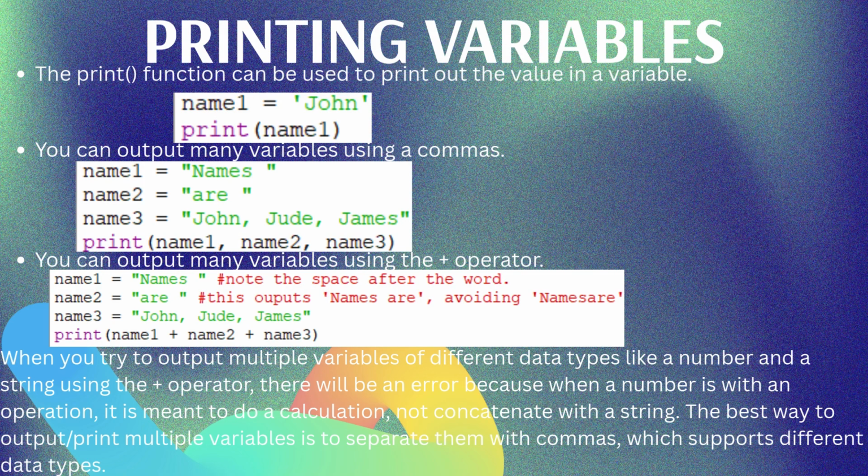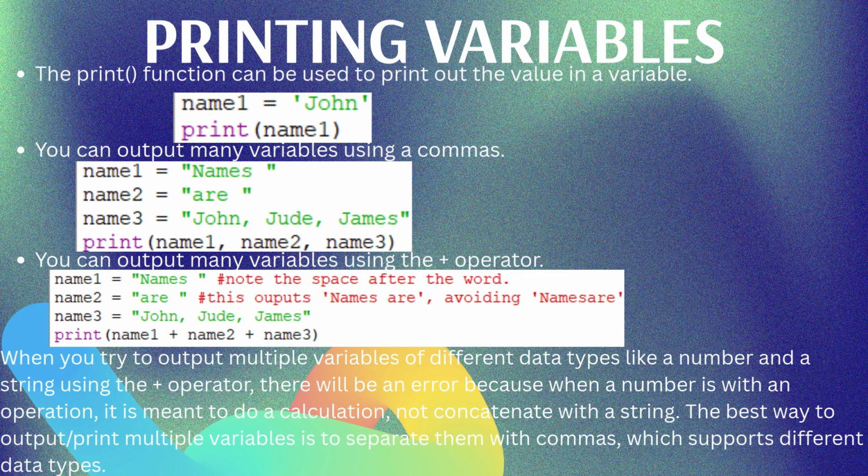You can also output many variables using a comma. So let's say you have variables called name1, name2, name3. I can just put name1, comma, name2, comma, name3, and it prints the three of them at once. You can also output many variables using the plus operator, the addition operator. So you can have name1 plus name2 plus name3. But when you're using addition, you have to be careful because of the spaces, because that's what makes them readable.